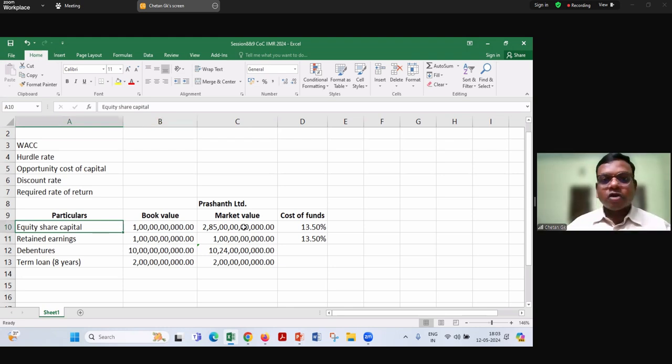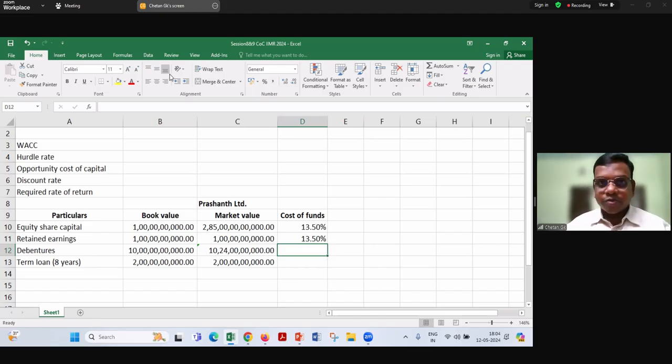So if you know what is cost of equity, in other words, you also know what is cost of retained earnings. Okay. Let us move on to the next one. So debentures, cost of funds of debentures. Can anybody guess how much should be this debentures? Because it's an assumed example. Can you put it in the chat box? Let us see.